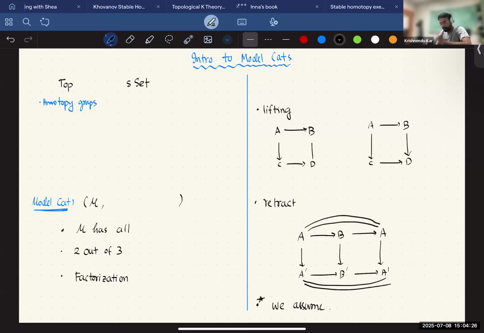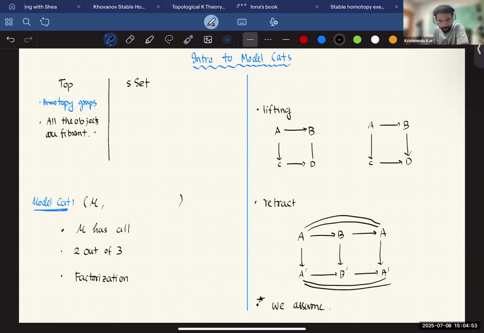Now, a big feature of the topological spaces is that all the objects are fibrant. We don't say this, but this is the signature feature that we use to define homotopy groups and study their homotopy properties. This feature. What does that mean? We'll see that.